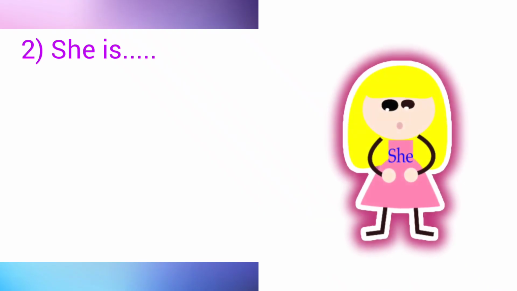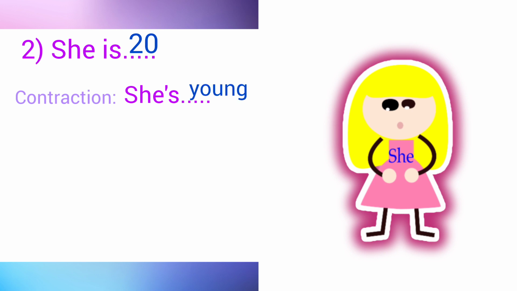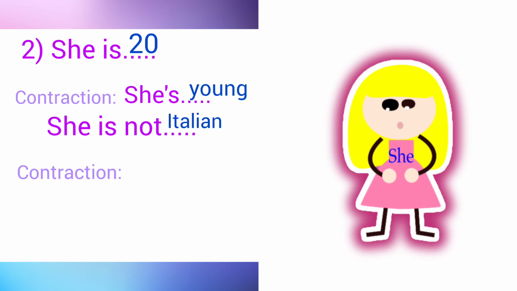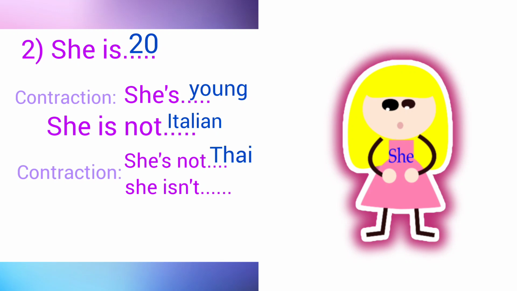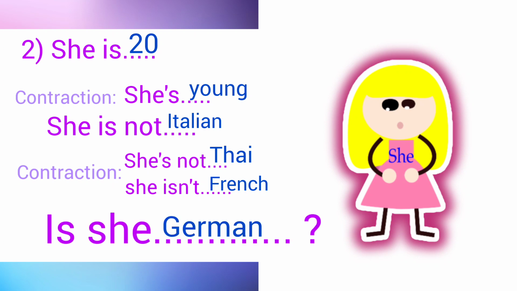2. She is. She is 20. Contraction. She's. She's young. Negative form. She is not. She is not Italian. Contraction. She's not or she isn't. She's not Thai. She isn't French. Question form. Is she German?